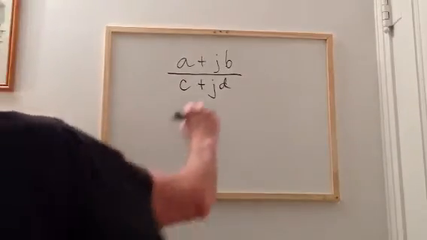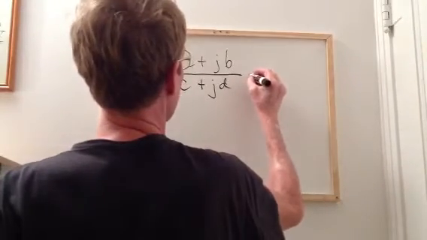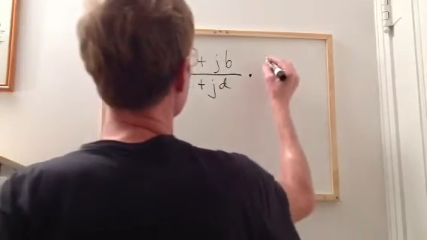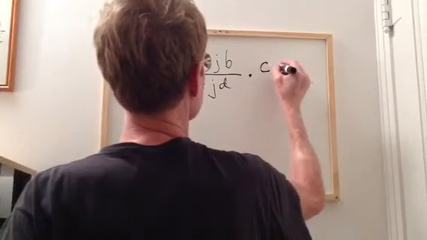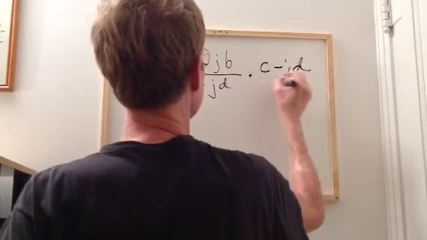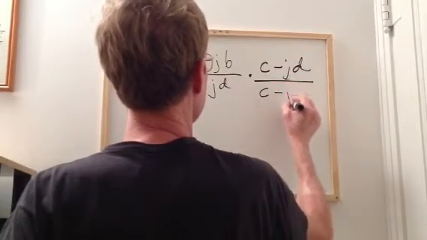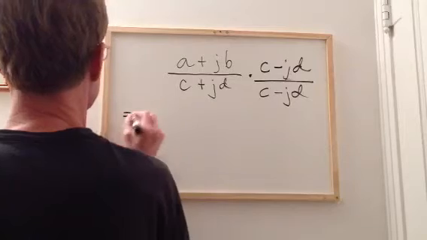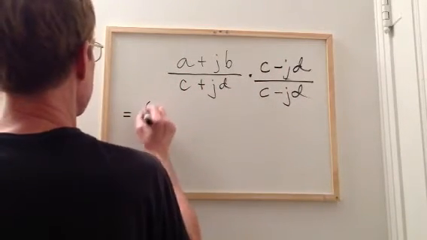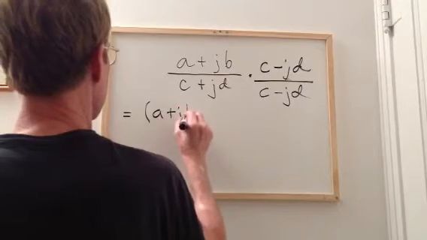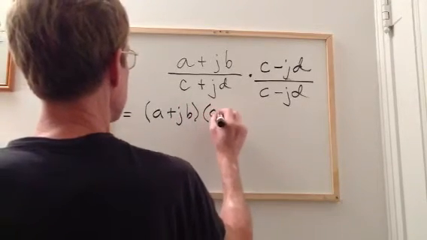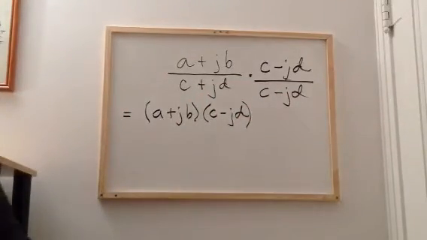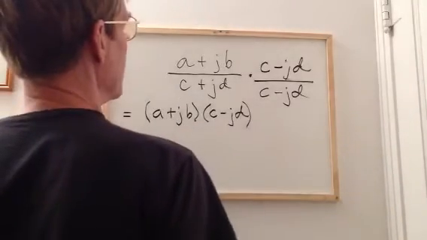For better or worse, let's multiply this whole quantity here by 1. Well, 1 is anything over itself. So let's try C minus JD divided by itself. Well, what does this give us? In the numerator, it gives us A plus JB times C minus JD. And in the bottom, it gives us C plus JD multiplied by its conjugate.